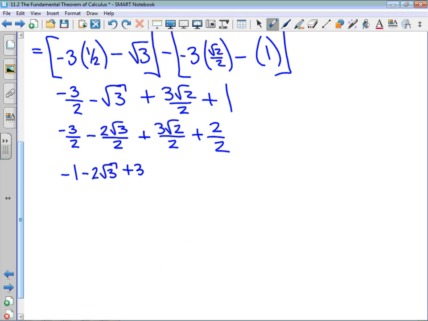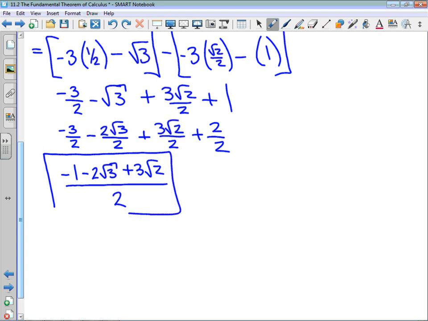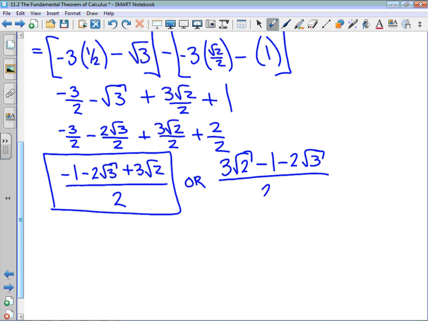And this, although it doesn't have to be in that order, maybe I'll write it beside it. This is what I have in my key. It's the same thing. But typically we put that positive number first. So 3 root 2 minus 1 minus 2 root 3, all divided by 2. This is a little bit of an ugly one. Typically we like to see radicals combined, but they don't combine, because they don't have the same radicand.